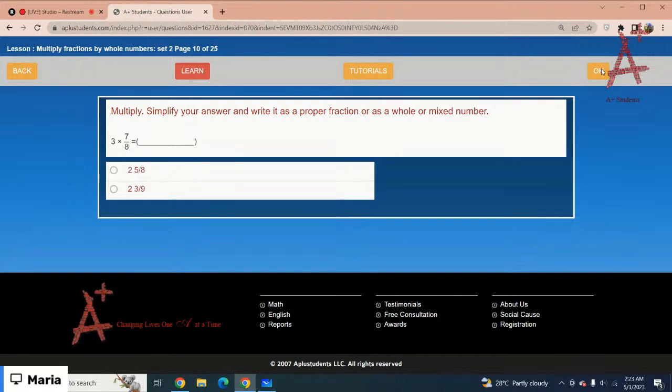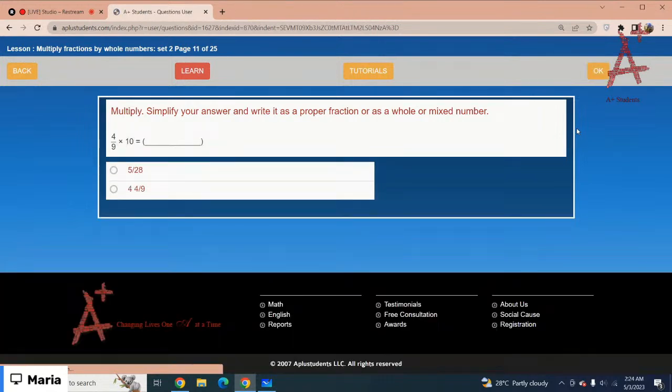Okay, the next one is 3 times 7 over 8. So it would be 7 times 3 is 21. So it would be 21 over 8. You need to count 8 until 21. 7 times 3 is 21 and 21 divided by 8. So you can go for 8 times 2 is 16. So it would be 2 whole 5 over 8.